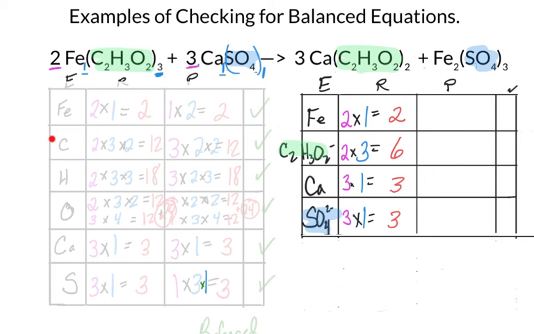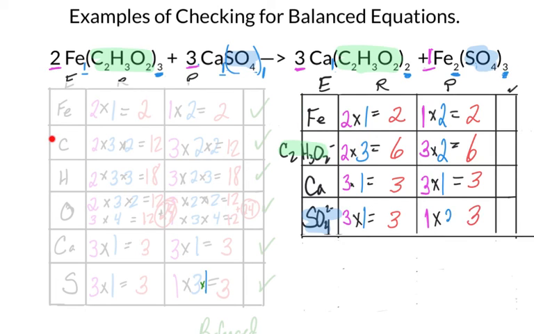Then we're going to look at the second half, and we'll look at the products. Here for iron, we see 2 times 1, for 2. For acetate, we see 3 times 2, which is a total of 6 acetates. For calcium, we see 3 times 1 for 3. And for the sulfate, we see 1 times 3, and that's going to be 3.